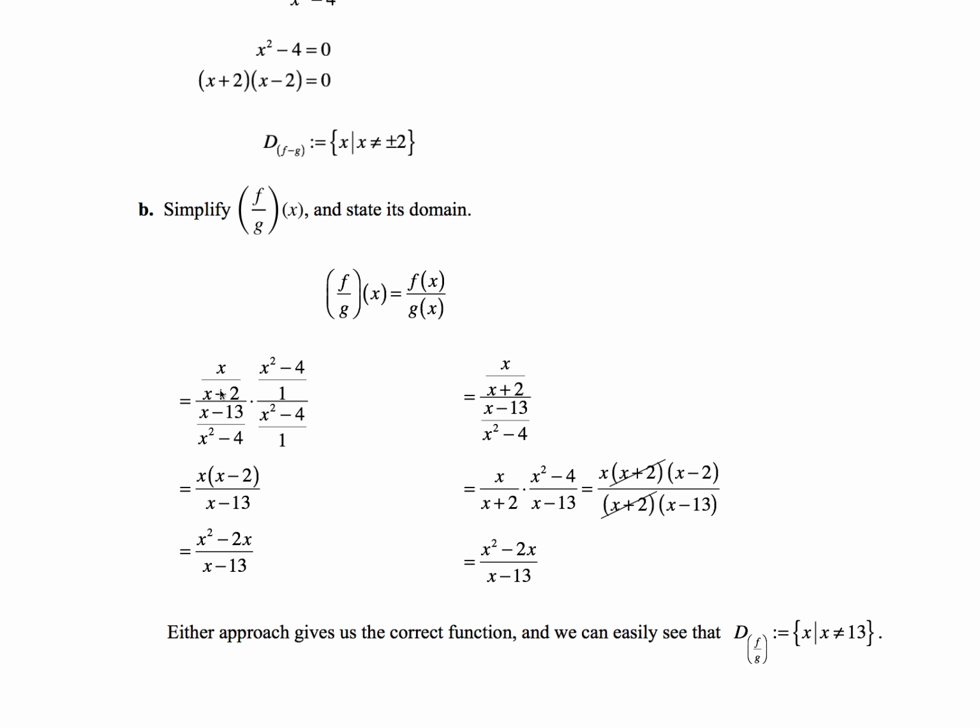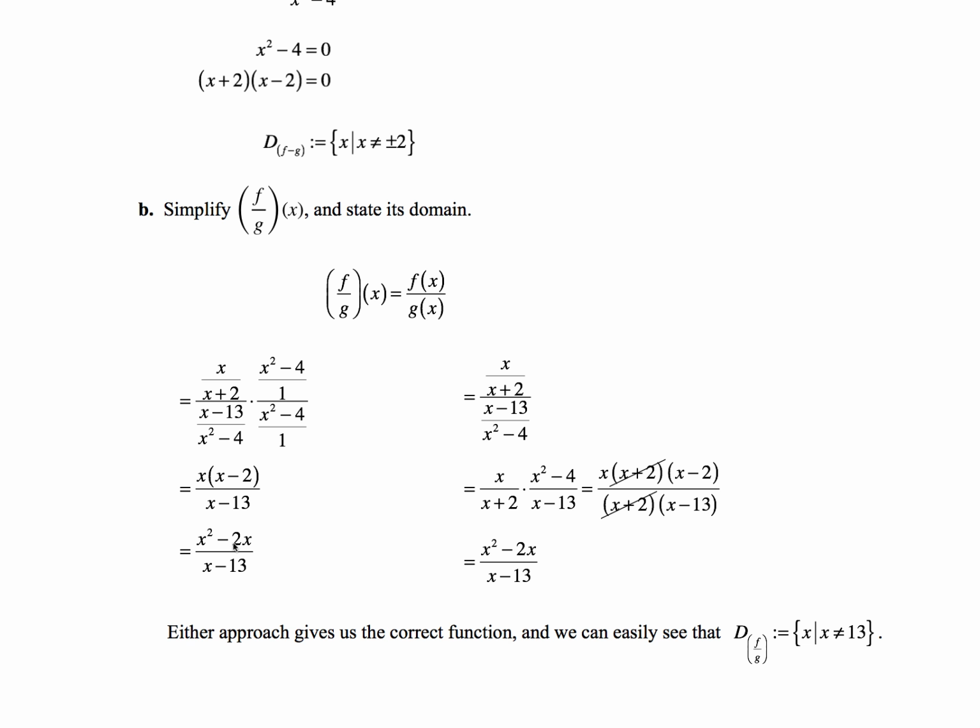So I'm multiplying numerator and denominator by the least common denominator of these two, which as we saw above is x squared minus 4. So I multiply x squared minus 4 times this function, and x plus 2 is a factor that cancels out of here, leaving x minus 2 as the non-canceled factor. And so the numerator is then x times x minus 2. And in the denominator, x squared minus 4 and x squared minus 4 cancel multiplicatively. And so the denominator is just this numerator, x minus 13.